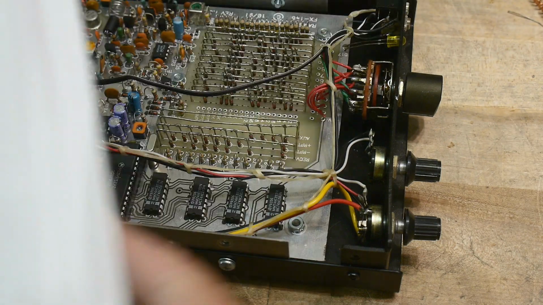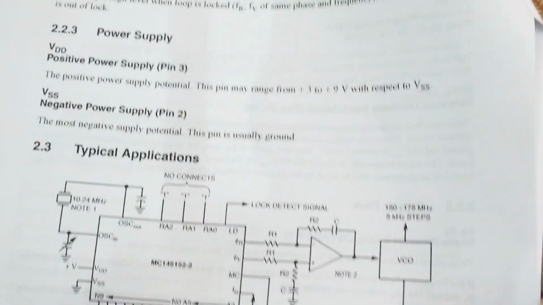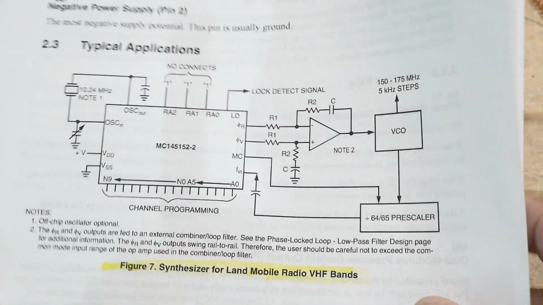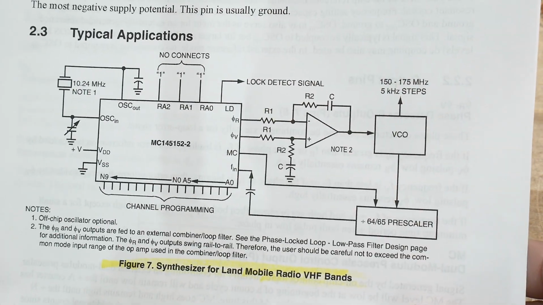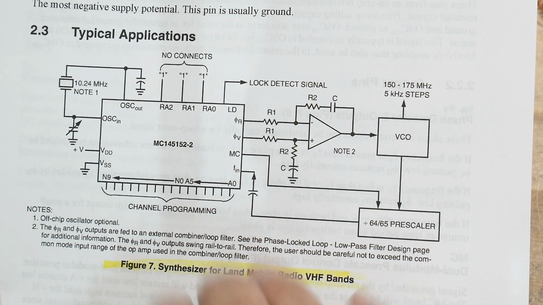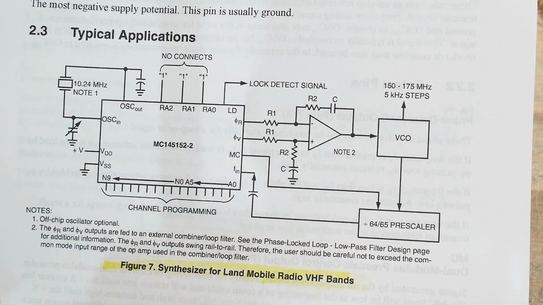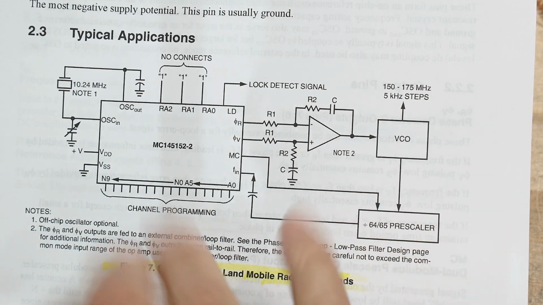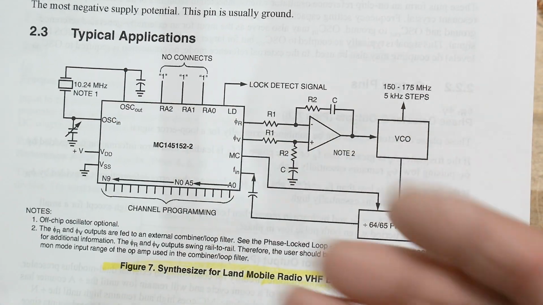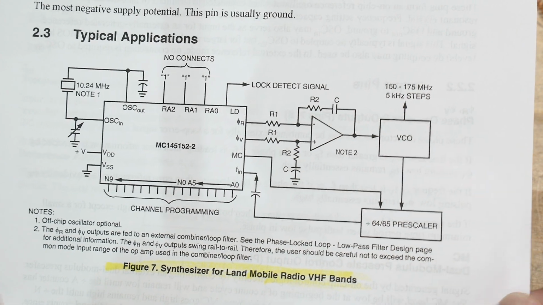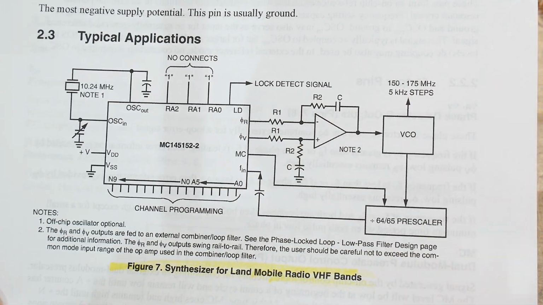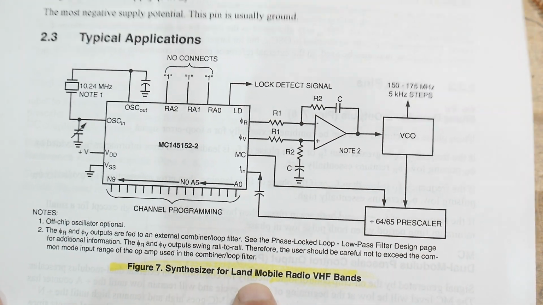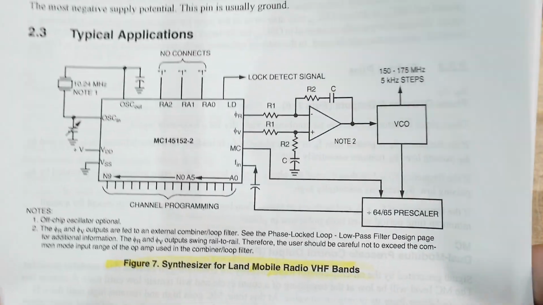There is a typical application drawing. And this typical application drawing is exactly what we have in our radio. It's the same crystal, it's the same part, it's the same filter, same prescaler. And so they basically just took this application and used that as their basis of designing their radio, okay? Synthesizer for land mobile radio, VHF bands, perfect, right?